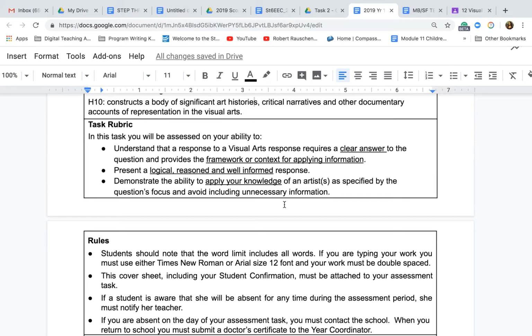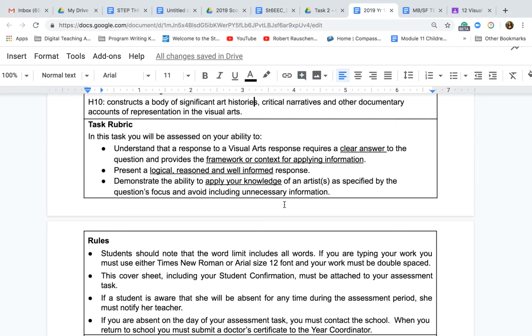The third point: demonstrate the ability to apply your knowledge of an artist or artists as specified by the question's focus, and avoid including unnecessary information. Like I said to you before on many occasions, an A student is constantly concise, constantly relevant, constantly succinct in what they provide to the marker. An A student is also very logical in their explanations, supports their explanations, and therefore becomes more sophisticated and complex in exploring the essay question.